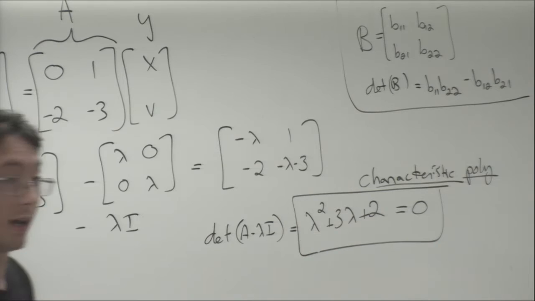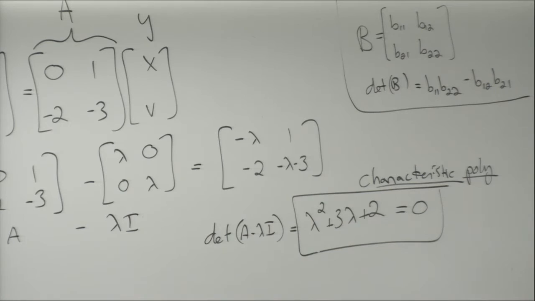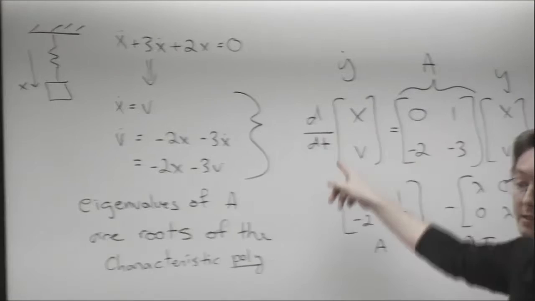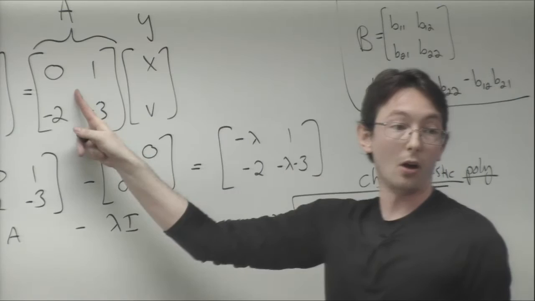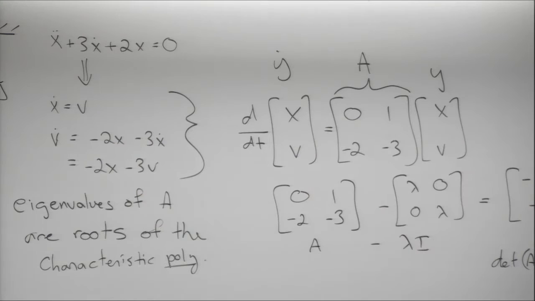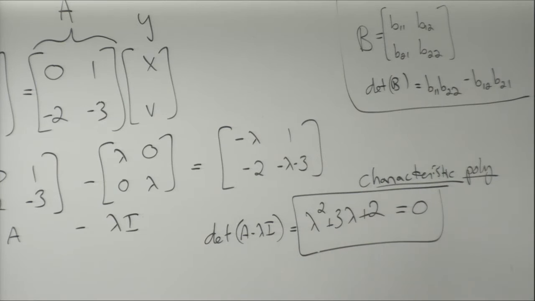Okay. So this is kind of interesting. We can take our system of equations, we can write it as a matrix system of first order equations, and the eigenvalues of this A matrix are the roots of the characteristic equation. Okay, good. So there's a really close connection between eigenvalues of the A matrix and solutions of this differential equation, e to the lambda t. These would be those lambdas. Okay. Any questions?